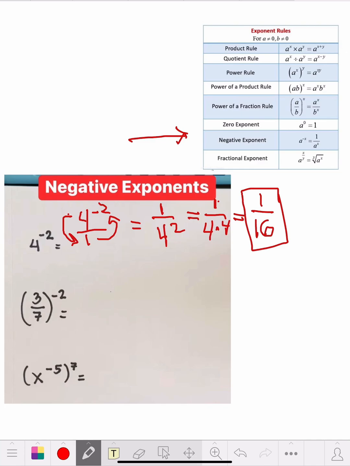Now the negative 2 is outside the brackets. So you know what that means. You've got to get rid of the brackets. The negative 2 carries over to this first one, and then it carries over to this one too. So how this is written now, it equals 3 to the negative 2 over 7 to the negative 2. How do we make these positive? We flip them. So flip the 7 up to the top and make it positive: 7 squared over 3 squared.